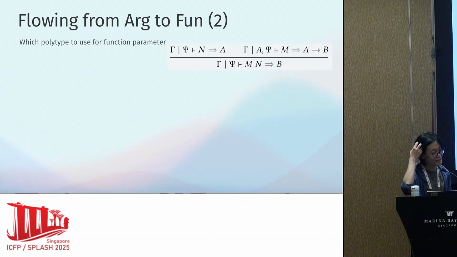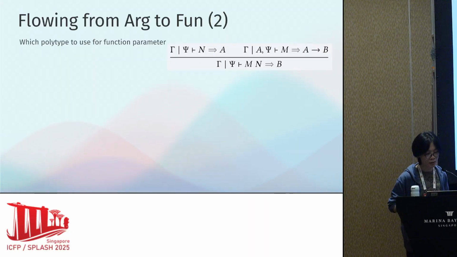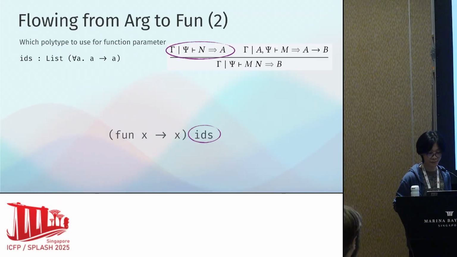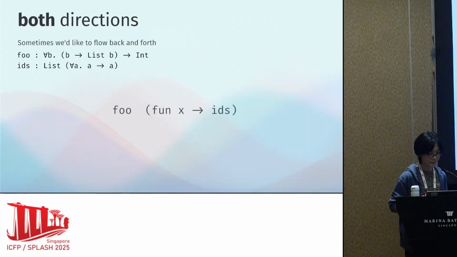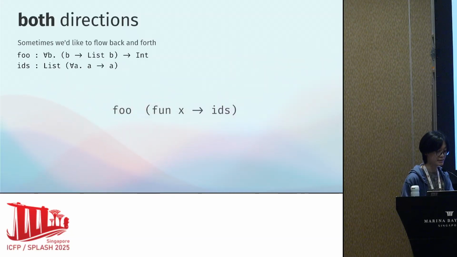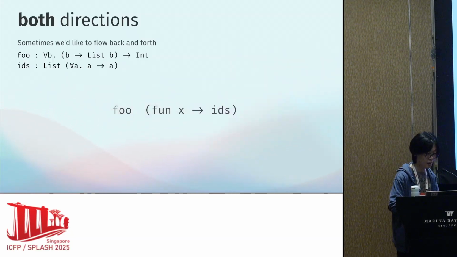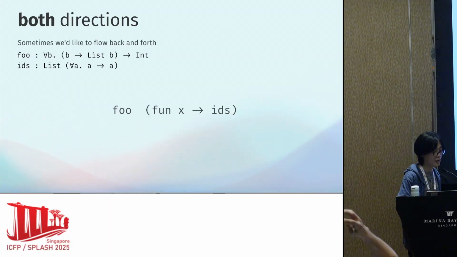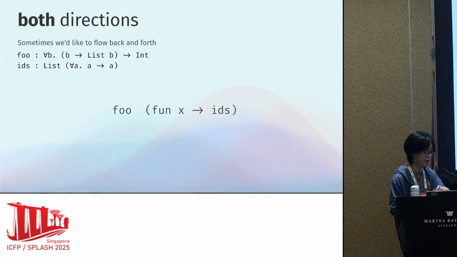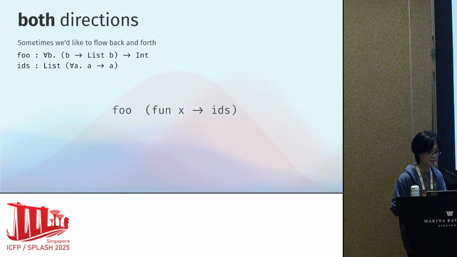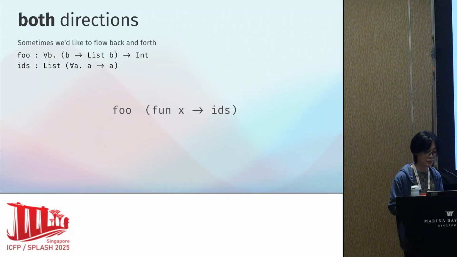So we have seen that in previous works we can have one direction of information flow. The question is, what if we want both of them? And here is one example where having both directions is important, where we apply a function foo. It is a polymorphic function. It takes another function from b to list over b and returns int. And we have IDS. We want to apply foo to another function that returns IDS.